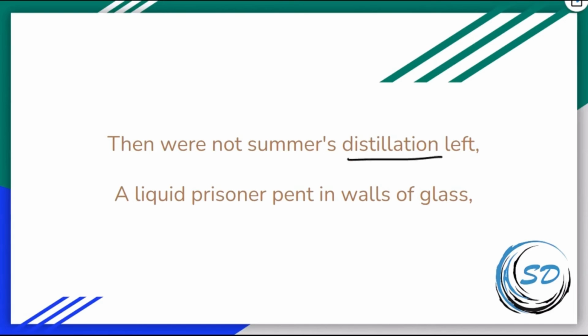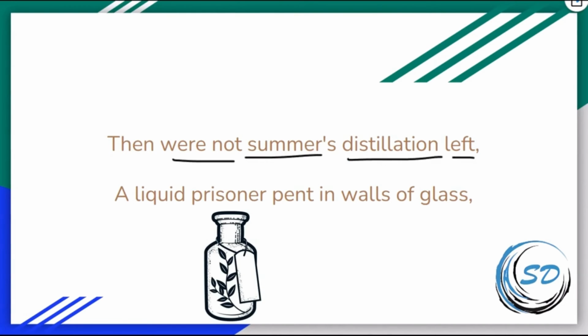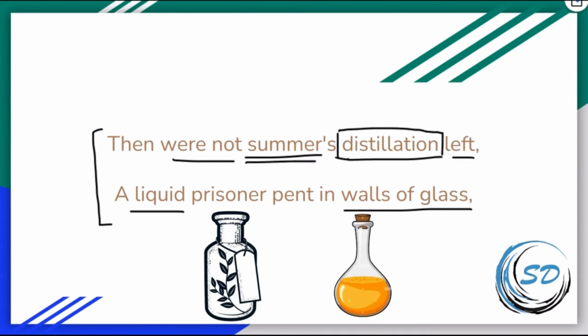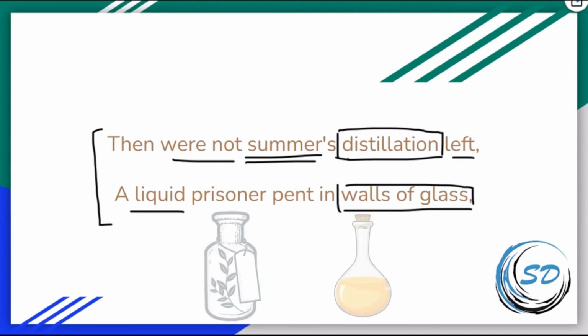If the distillation or essence of summer's beauty were not preserved or captured, it would be like a precious liquid trapped or imprisoned within glass walls. In these lines, Shakespeare presents an alternative scenario. He imagines distilling the essence of summer, preserving it within the confines of glass walls. If beauty's essence were not preserved, there would be no recollection of its former existence.